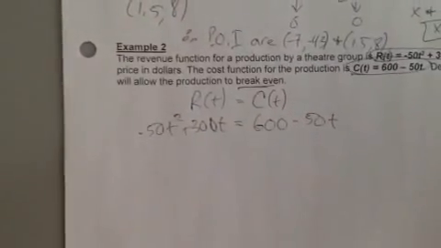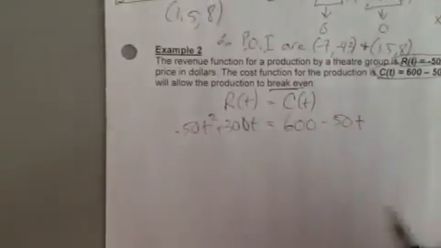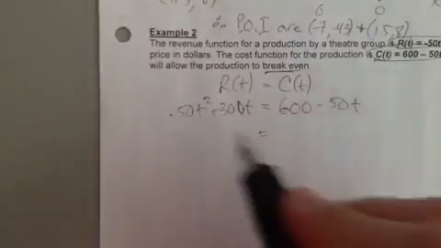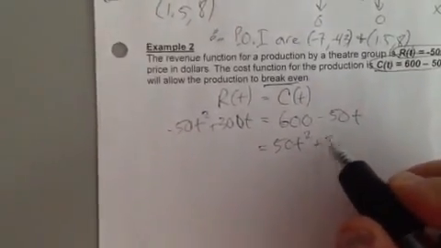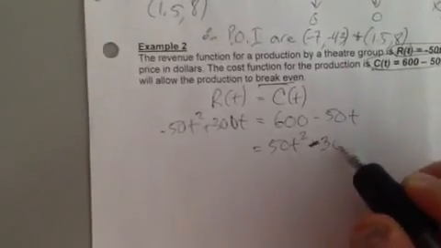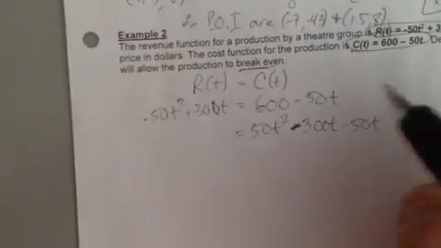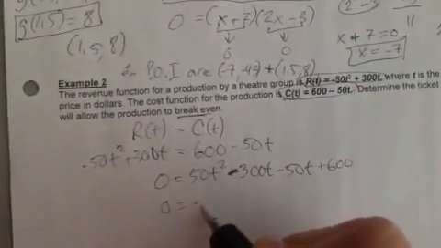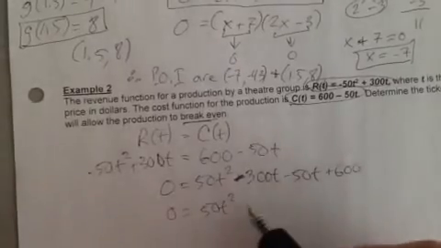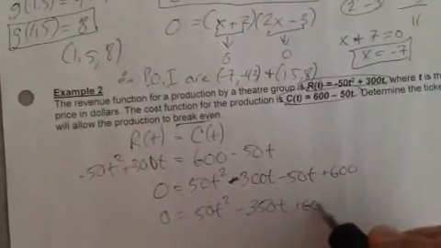And now I'm going to solve for this. I'm going to figure out what the ticket price is so that the production breaks even, when the revenue is equal to the cost. And continuing this, I'm going to bring everything over to the right so that the t squareds are positive. So this is going to be 50t squared minus 300t, if I bring the 300t to the other side, minus 50t, that's already here, and plus 600. And on this side, I'm just going to have 0. So if I continue this, I'm going to end up with 0 equals 50t squared, that minus that is minus 350t, plus 600.